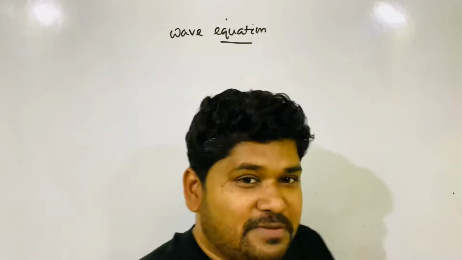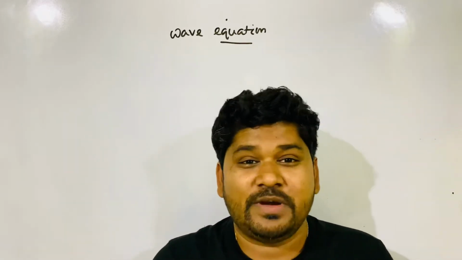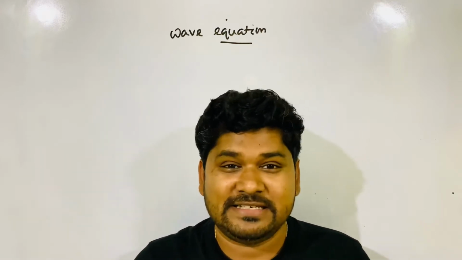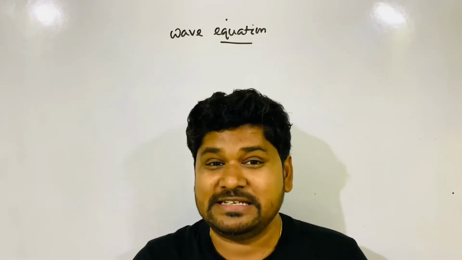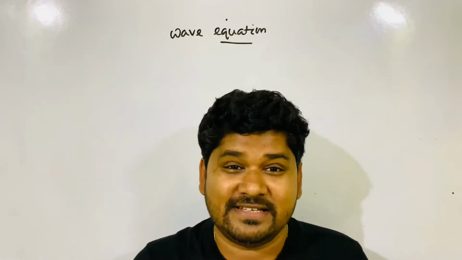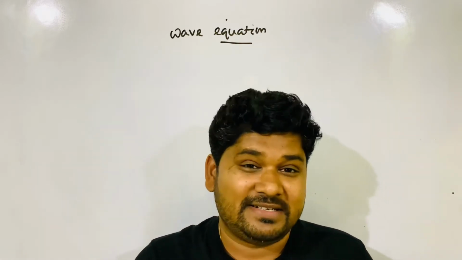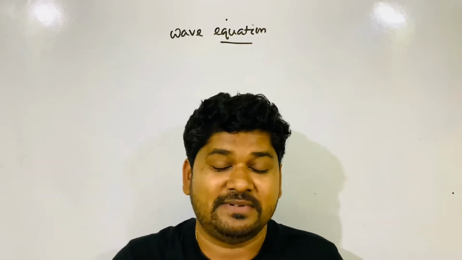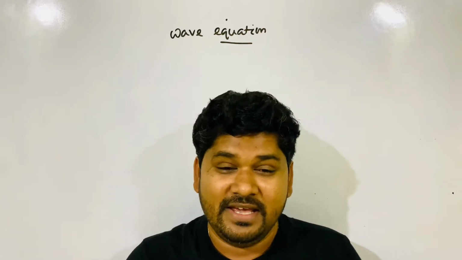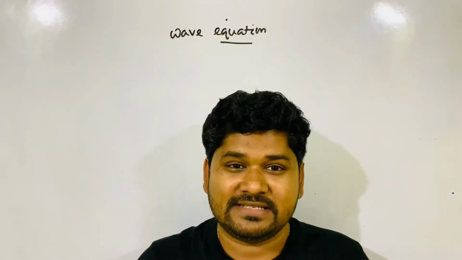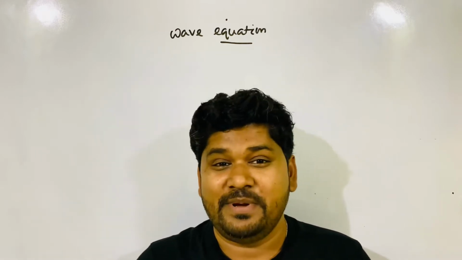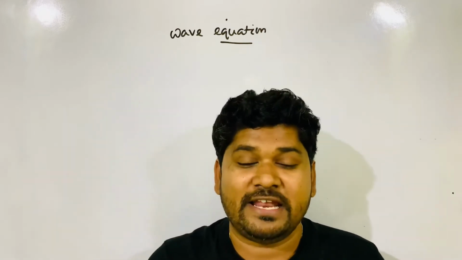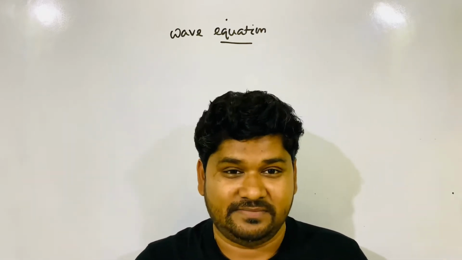So first the question comes to mind: what is an equation? An equation means a relation between variables. You must have written many equations in class 10th and 9th in mathematics, like linear equations and quadratic equations, the relation between different variables like x and y. Here, is there any variable? Yes, here many variables are there. So we'll relate those variables, and when we relate those variables, that is called a wave equation.